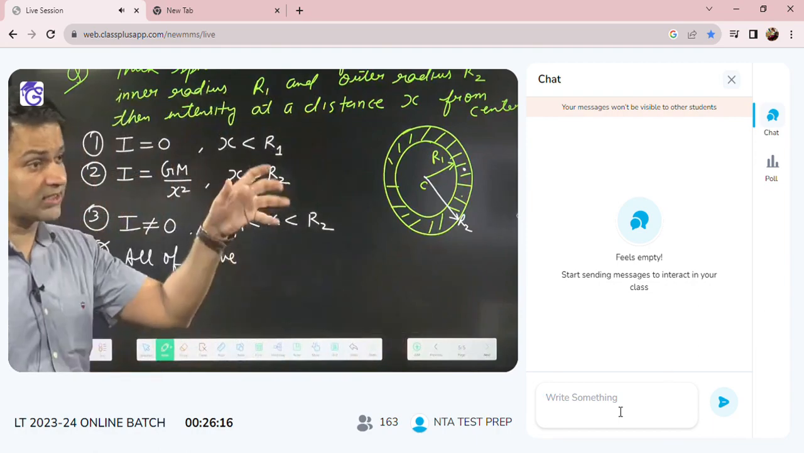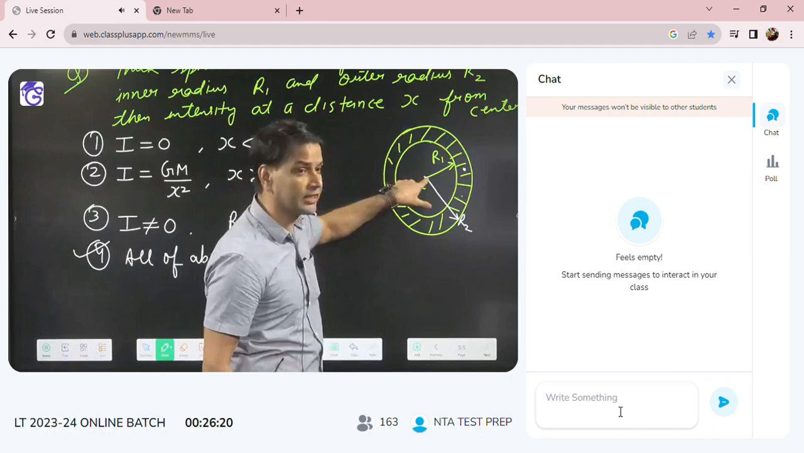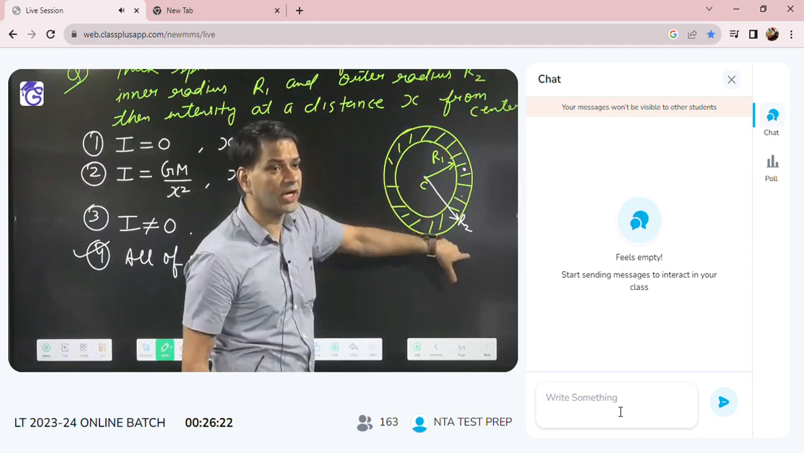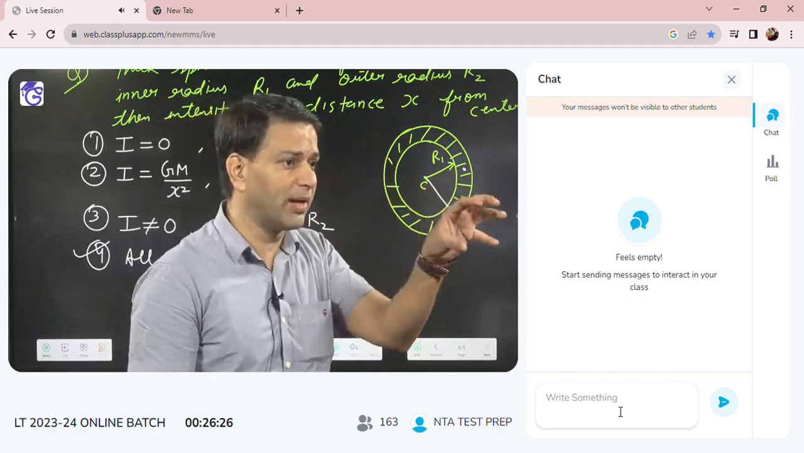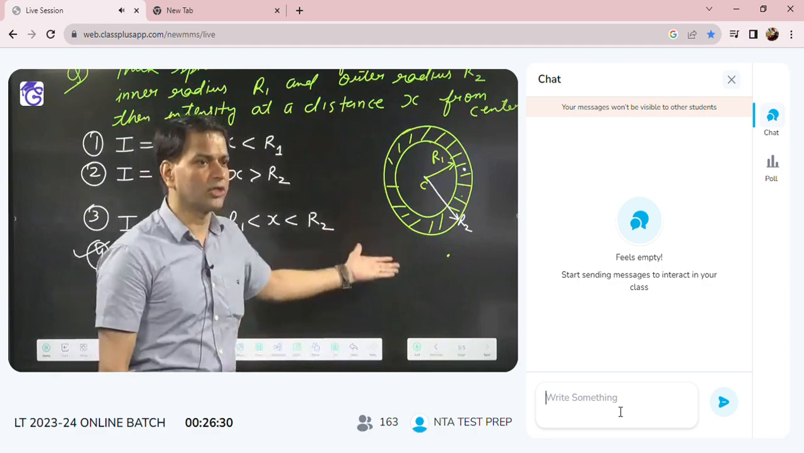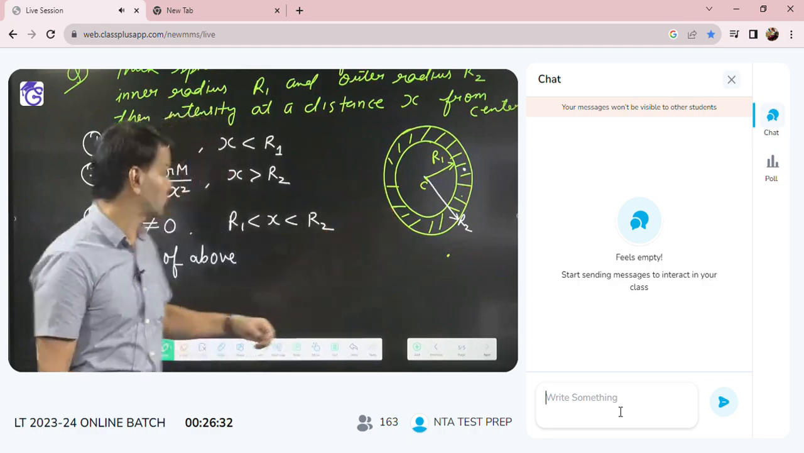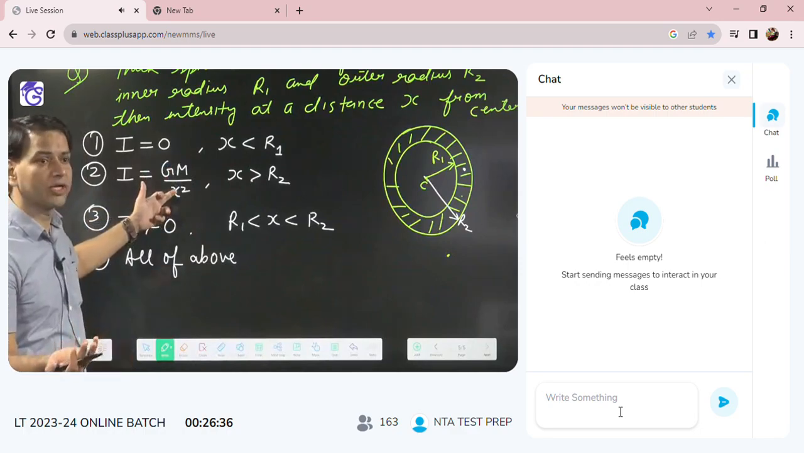Second option, x greater than R2. X greater than R2 means, as x is measured from the center, the point is somewhere outside. Outside, we can replace the sphere or the shell by a point mass and assume it at the center. So outside, what is the intensity? You will get GM by x square. So the outside point, it is right.